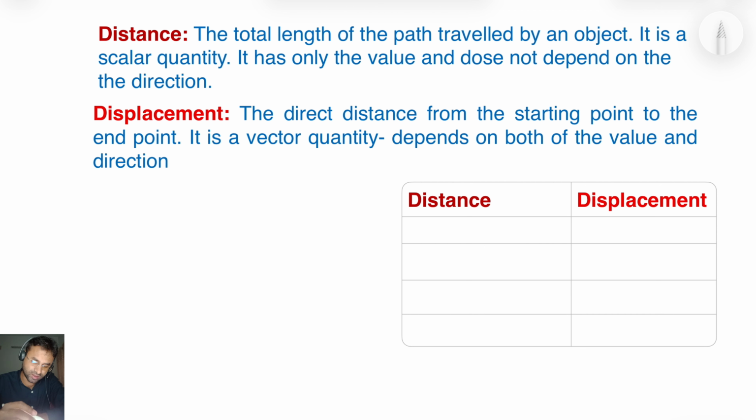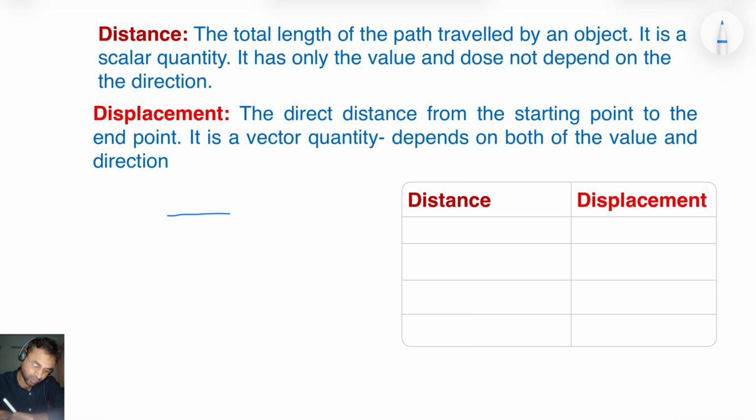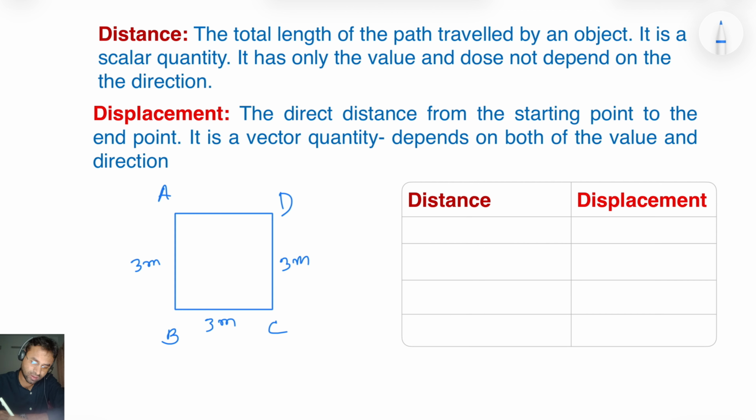Consider that an object is traveling through a square-shaped pathway. Consider that the pathway is A to B, B to C, and C to D, like this: A to B, B to C, and C to D. The object is traveling from A to B, and this length is, say, 3 meters, and B to C will be 3 meters because it is a square-shaped pathway, and C to D will be 3 meters, and as usual D to A will be 3 meters.